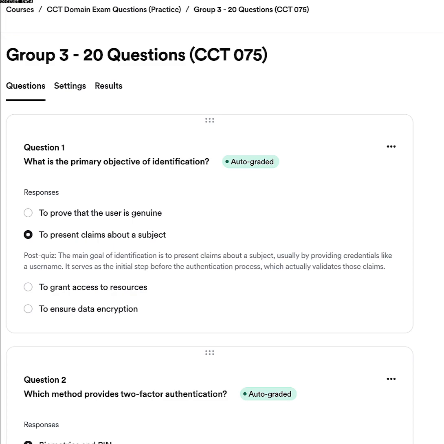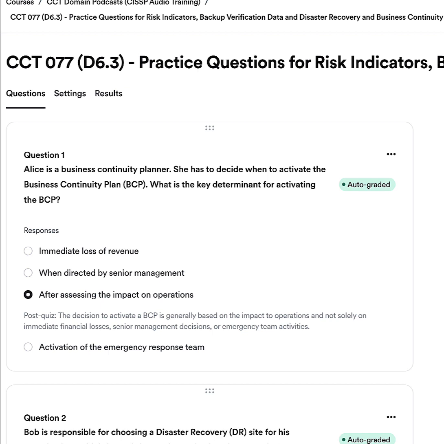Okay, so these questions are over CCT 077. This is off domain 6.3. And these practice questions are around risk indicators as they're associated with business continuity plans, disaster recovery plans, and the like. And so we'll just go ahead and get started into these questions.